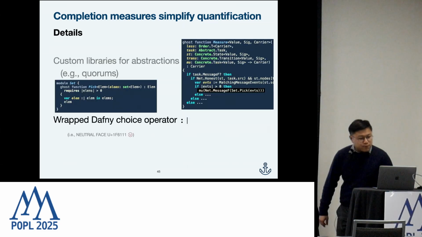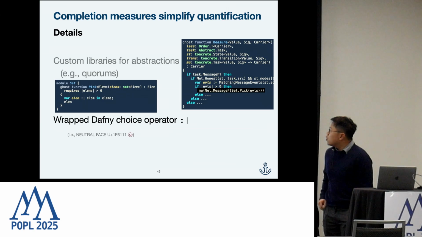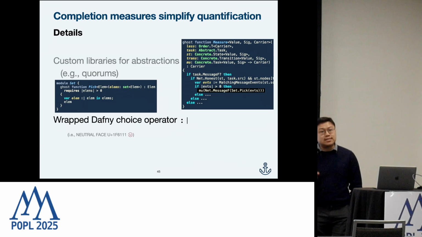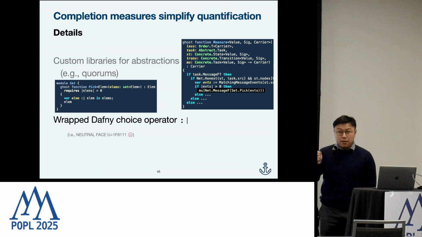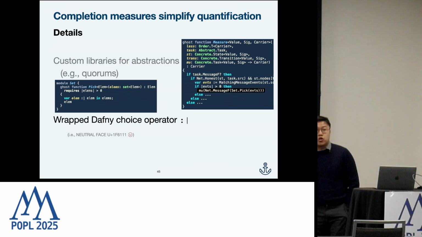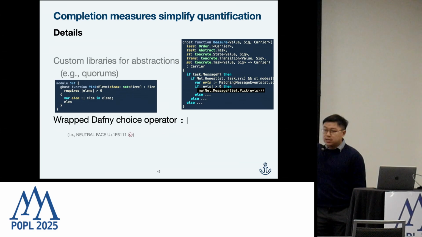The second thing that's very useful to us is to have a way to pick something from a set consistently, globally in the whole system, and deterministically, but also arbitrarily. So in order to do that, we wrap the Dafny choice operator in a ghost function here that's just global, and the output of the ghost function actually only depends on, if we fix the set, the type of the element inside the set.